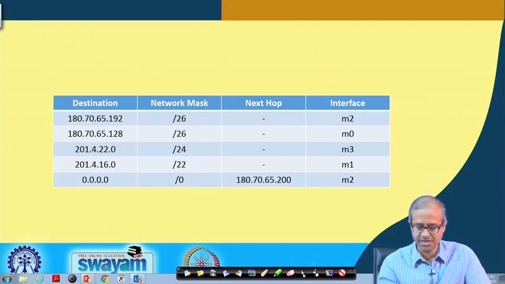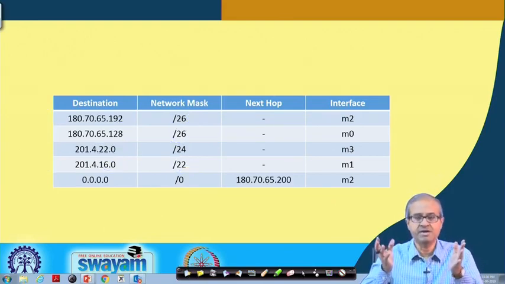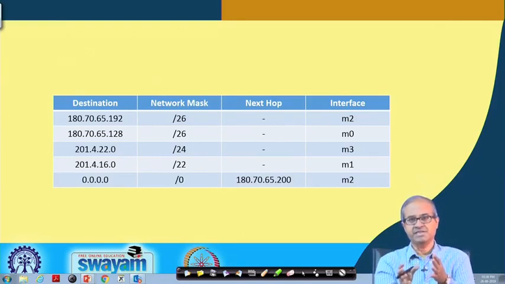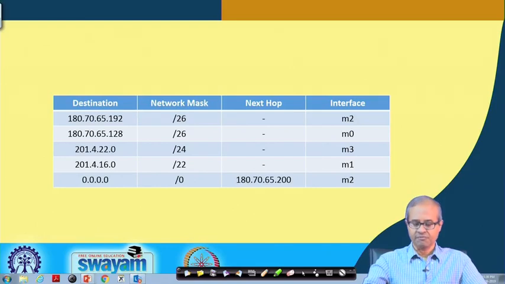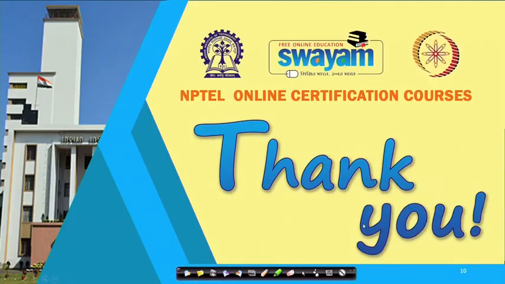So, in this way, if I give you a networking scenario or a routing table, you will be able to calculate and decide how the packets are getting forwarded. If I give you a destination address, you will be able to tell how the matching is taking place in the routing table and how the packets will get forwarded. So, with this I come to the end of this lecture.